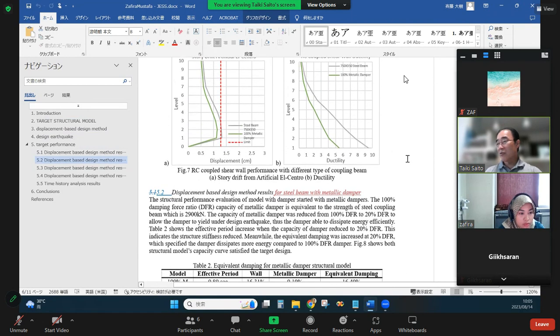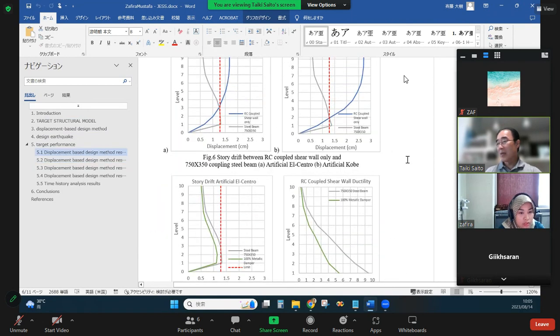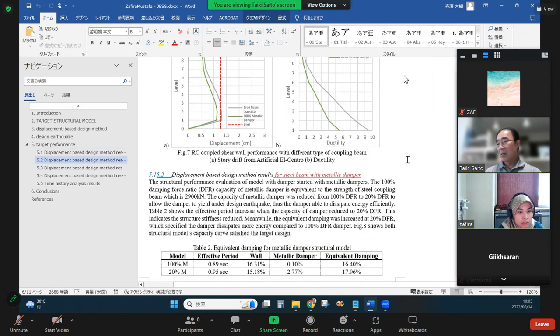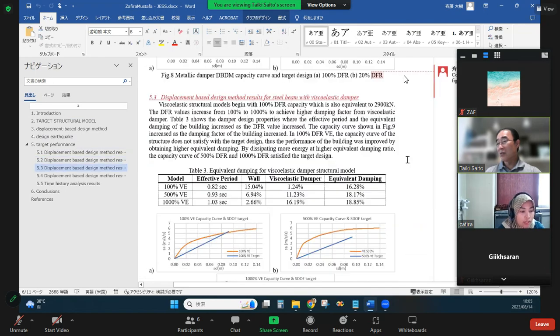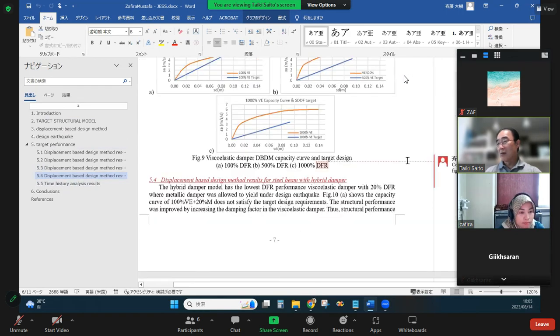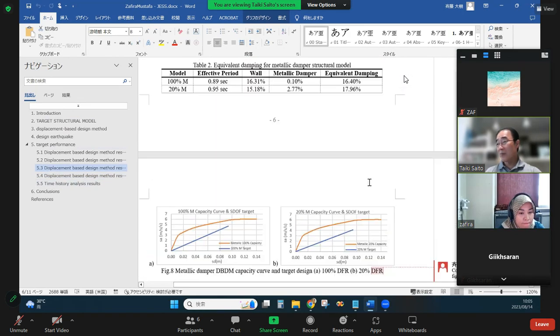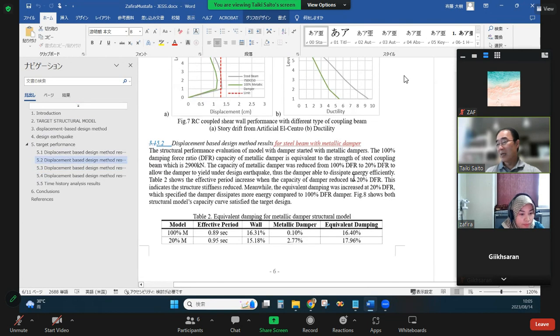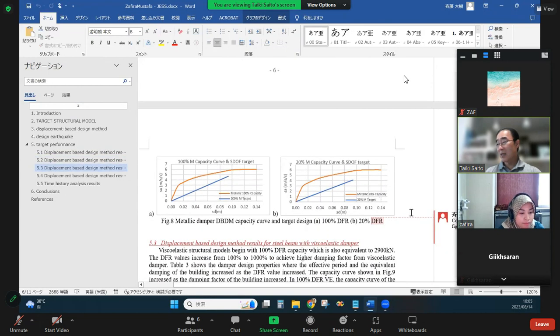There is no time history analysis for the steel beam, right? Figure 6 is time history analysis, Sensei, but only for the damper. Okay. 5.2 is a steel beam with metallic damper. Both designs are a little bit lower than the capacity curve.